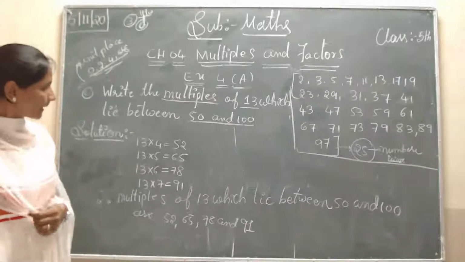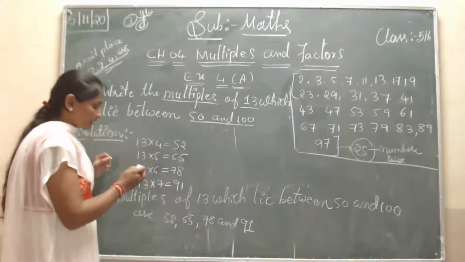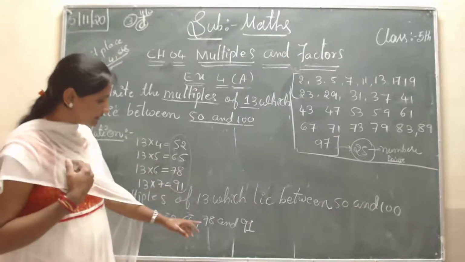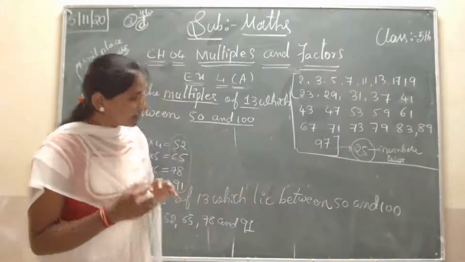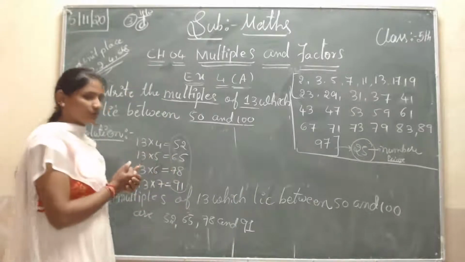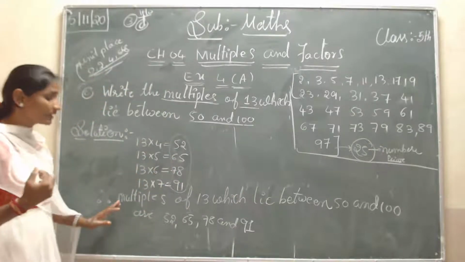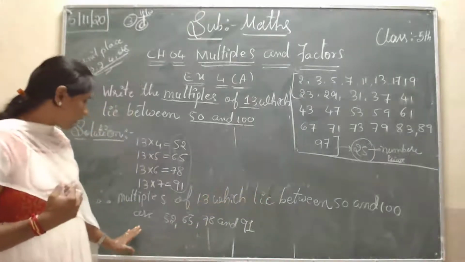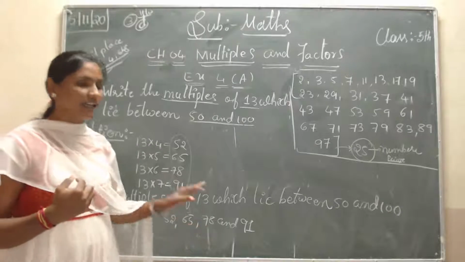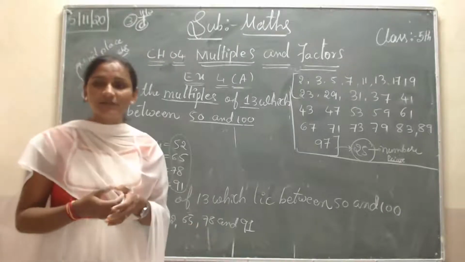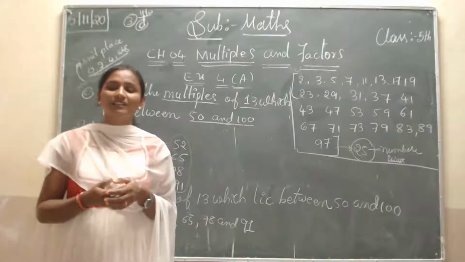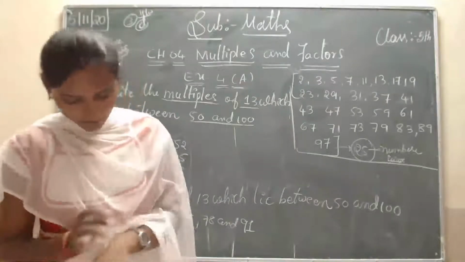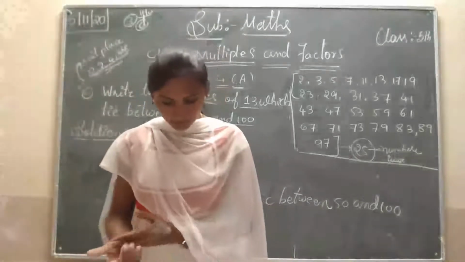Students can observe that these are the numbers between 50 and 100, these four. Afterwards you write the statement: the multiples of 13 which lie between 50 and 100 are 52, 65, 78 and 91. These are all numbers between 50 and 100. Okay, yes students. Next you have to go to the next one.